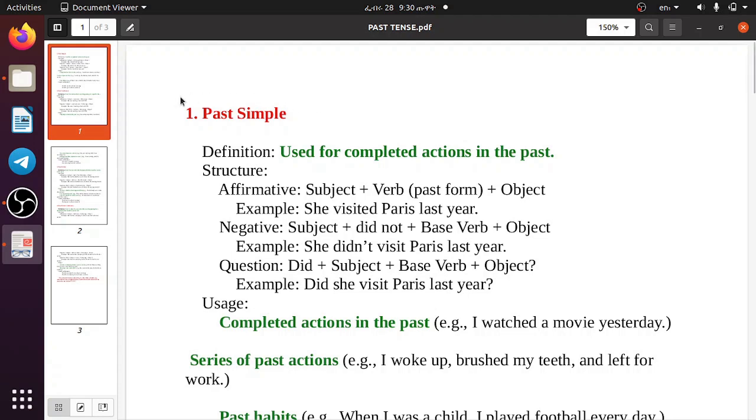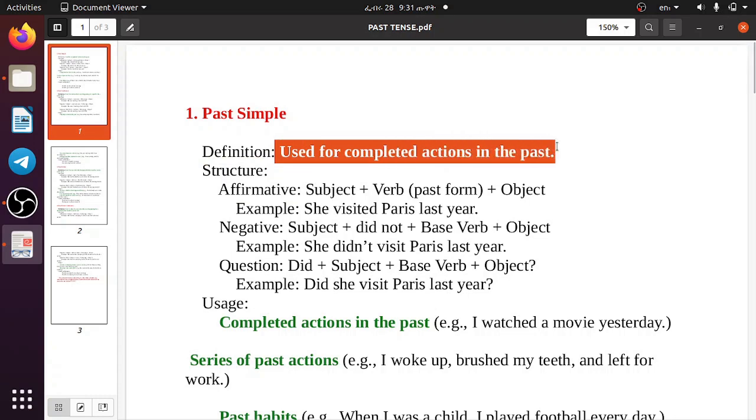The first one is simple past tense. Simple past tense is used for completed action in the past. It means it's used for started and completed action in the past.